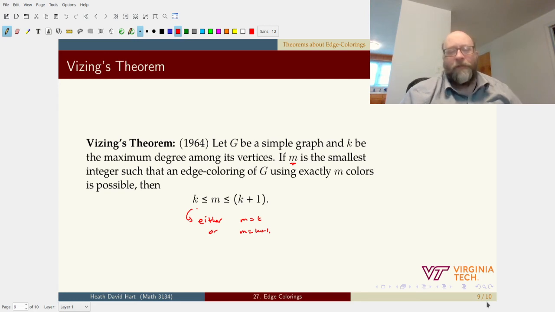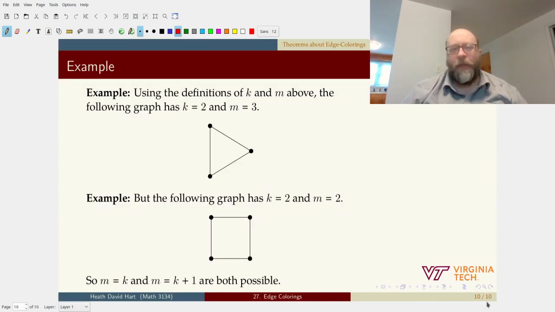And on the next slide, we're going to see an example where M equals K and an example where M equals K plus 1. So we'll see that both of these are possible. And you'll see a pattern here. In this graph, K is equal to 2. The degree of every vertex is 2. But M is 3. And it has to do with the fact that this is an odd cycle.